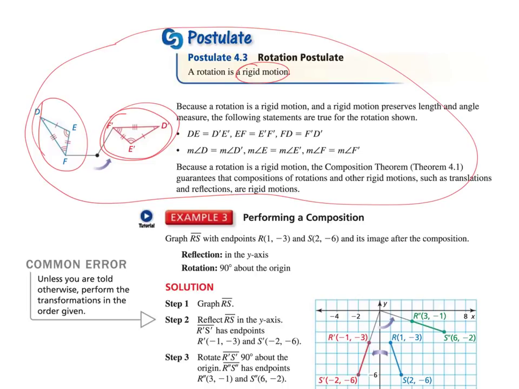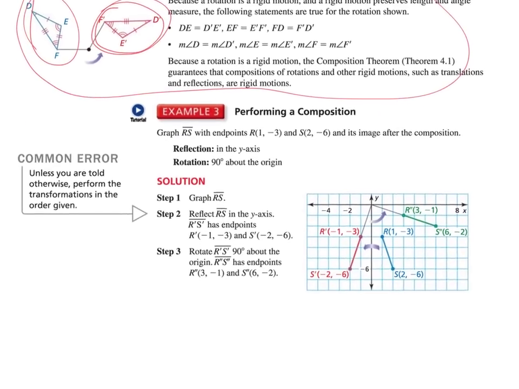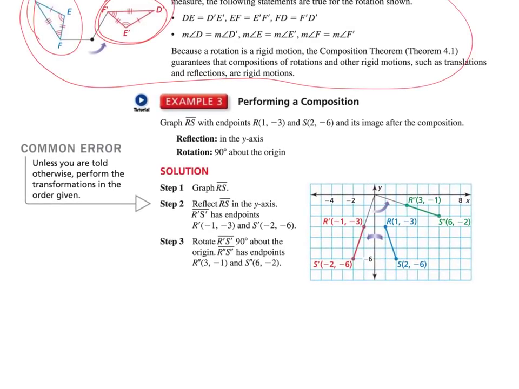Let's go into another example where we're performing a composition of transformations. First we're doing a reflection, then a rotation. We start off with RS, and we're reflecting over the y-axis. Here I'm 1 unit away, so I'll be 1 unit away on the other side of the y-axis. Here I'm 2 units away, so I'm going to be 2 units away on the other side of the y-axis.